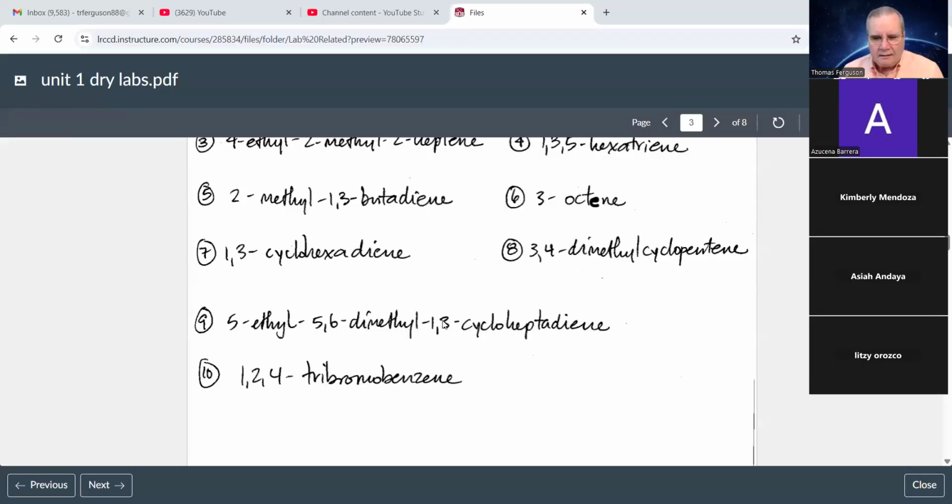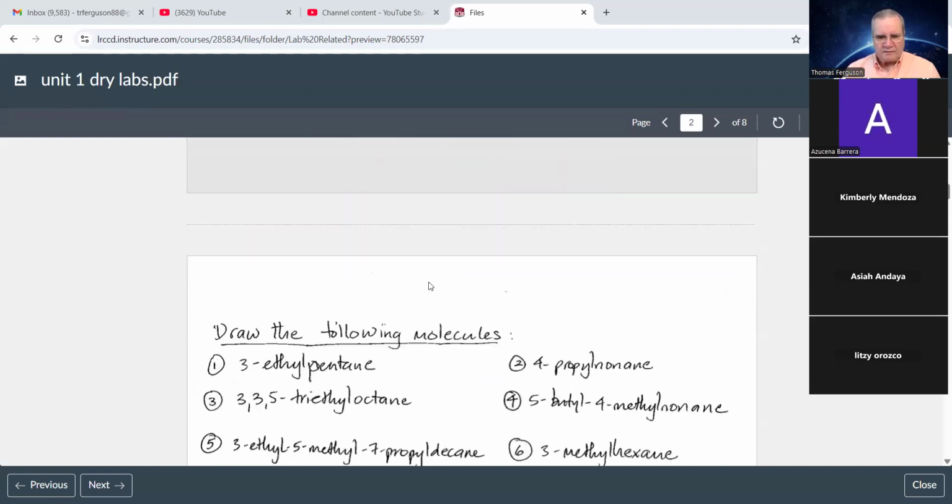Excuse me? Yeah, I don't think we could see your screen. It just says that Thomas Ferguson has started screen sharing. Okay. Let me stop screen sharing and restart it. Do you guys see it now? Yes. Yep. Okay, let me go back up to the top then.